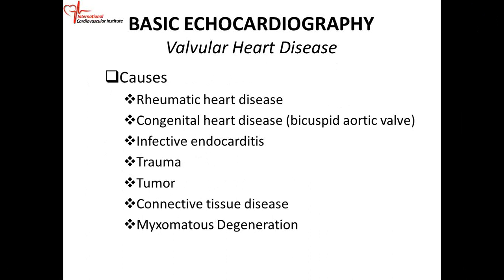So they'll present with regurgitation. Occasionally, the vegetation can obstruct the valve, and they can present with stenosis. But the more common presentation is regurgitation. And they're going to have all the signs and symptoms of infection: fever, malaise, lethargy, and raised white cell count. So they'll have all the features of infection.